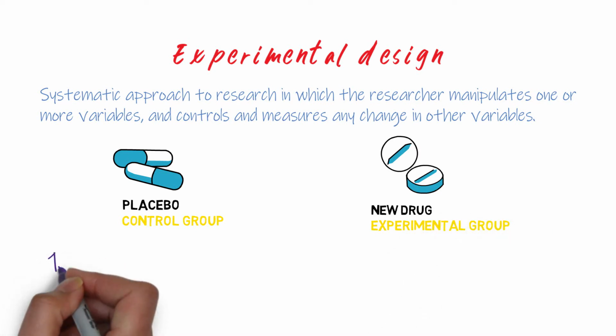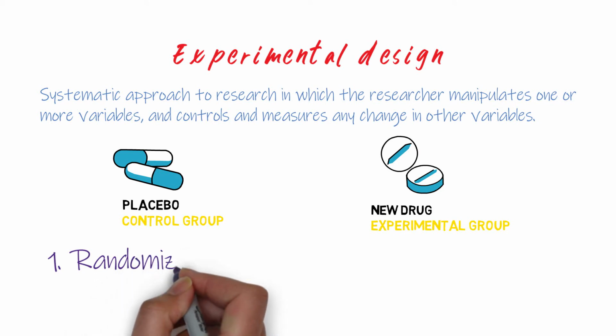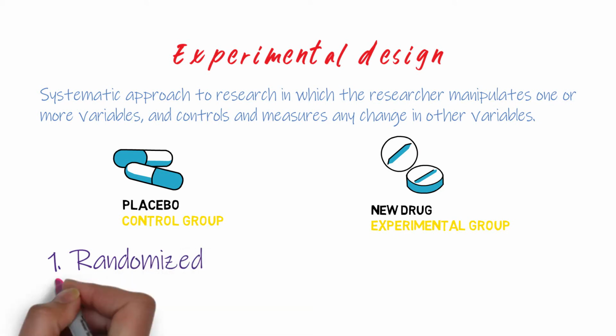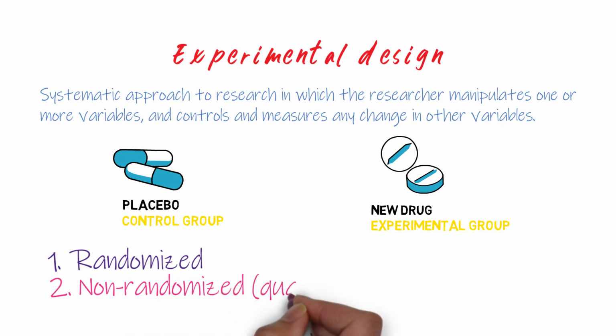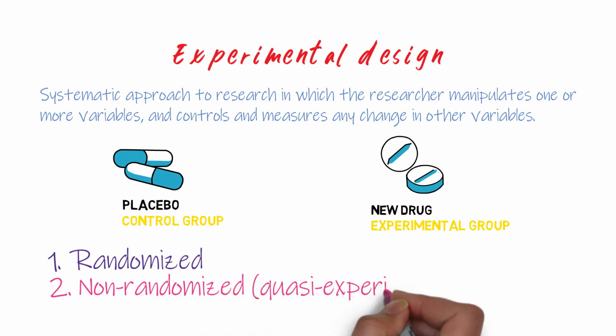Experimental design can be randomized or non-randomized. For more information about random selection, watch the video sampling methods. Randomized study is preferred over non-randomized, but as you can imagine, random selection of subject isn't always possible.